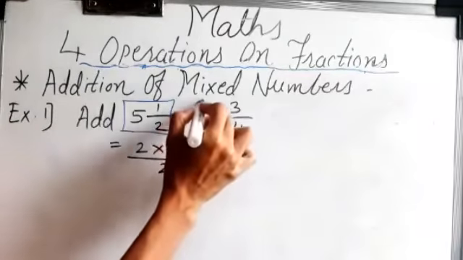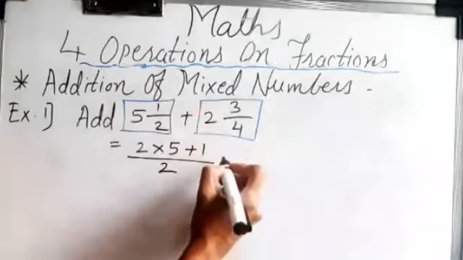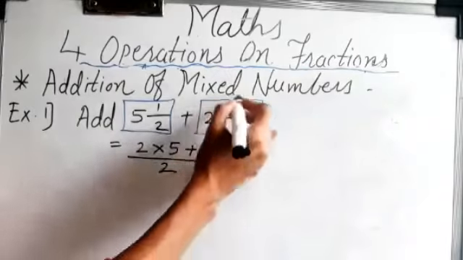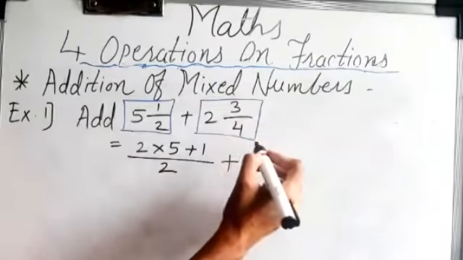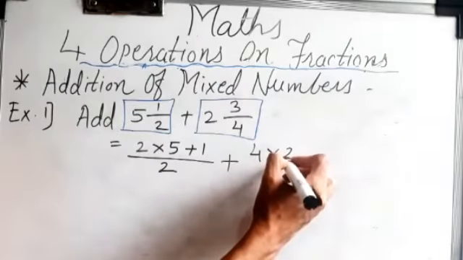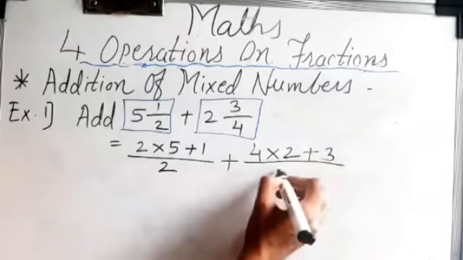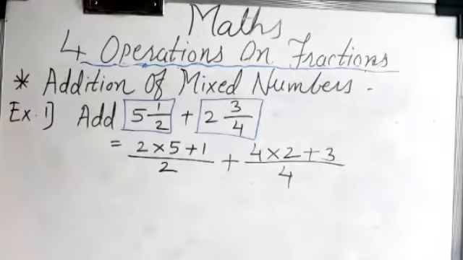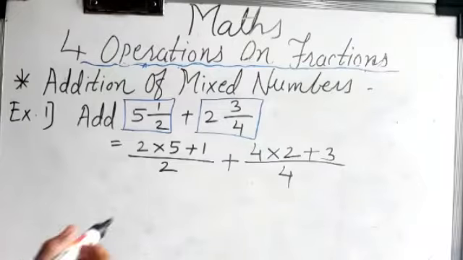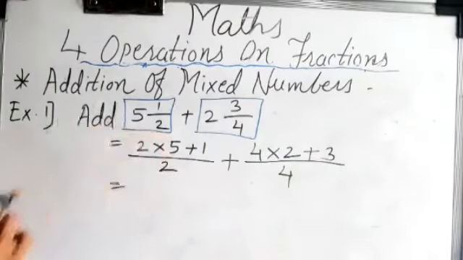Now, next is 2 and 3 upon 4. For that, this plus sign will be as it is. Now for this mixed number, how to write? Denominator multiplied by integral number plus numerator, upon denominator as it is. Okay. Two mixed numbers were there, so I had done the first method, how to convert mixed number into improper fraction.